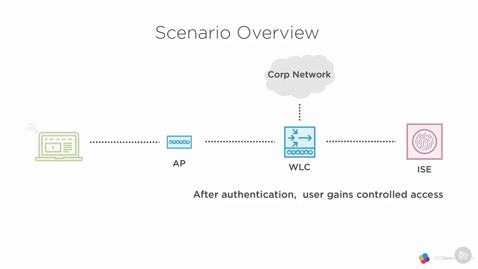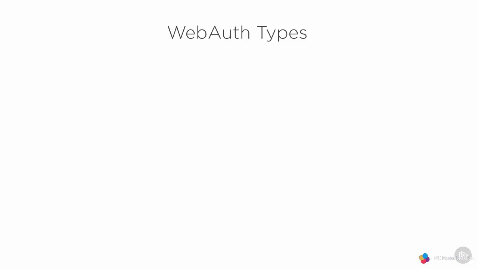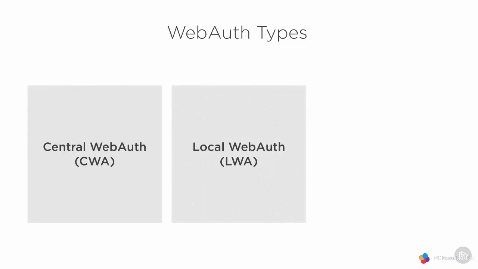Now, what I've overviewed in this scenario for you is what's known as central WebAuth, but there are other WebAuth types, and you do need to be familiar with them. So central web authentication, or as we would just abbreviate it, CWA, is where we centralize the authentication process on a device like ISE. Now, this has not been something that we've done for a really long time. In fact, in earlier implementations of web authentication, we would do what's known as local web authentication.